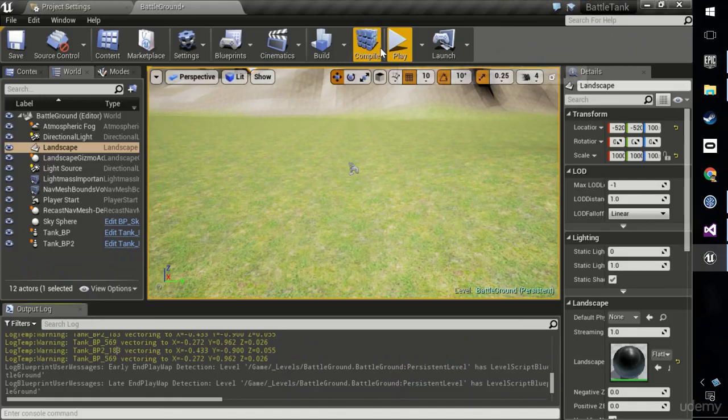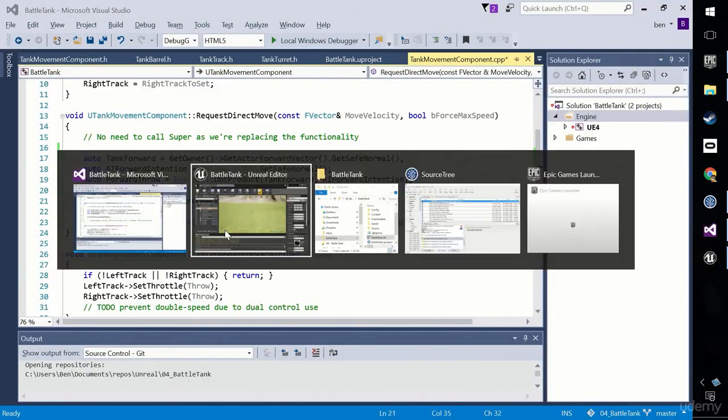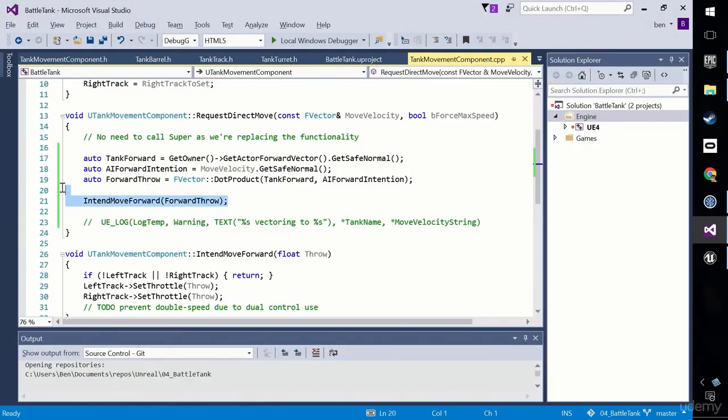Let's compile this up. While it's compiling, I'll leave the code on the screen. I think I've spelt forward throw wrong. I have, so I need to recompile. Okay, there you go. So I've just done that and that, as I've highlighted.